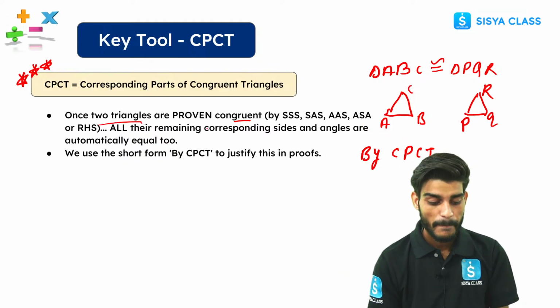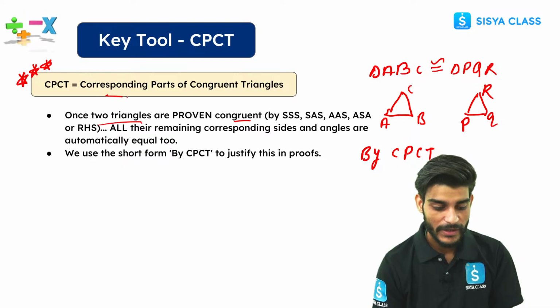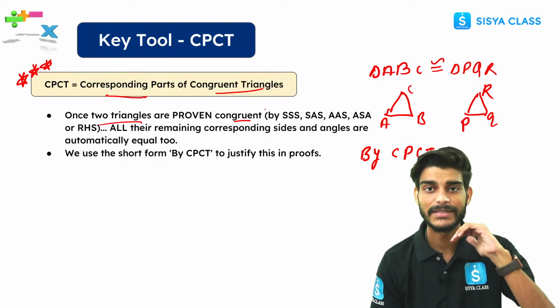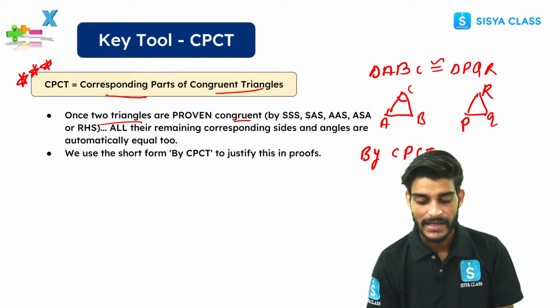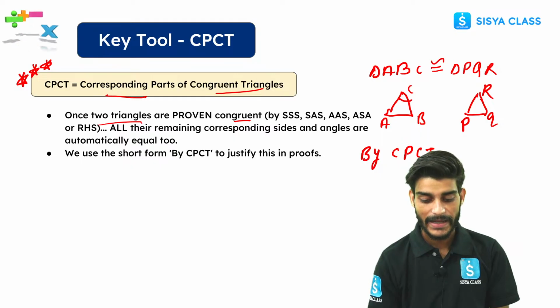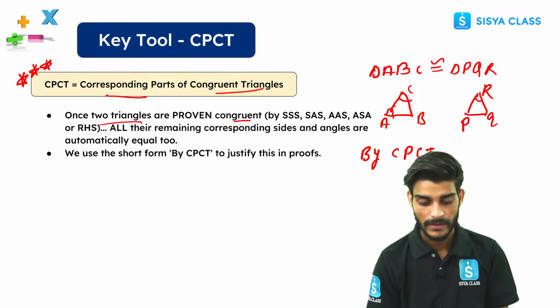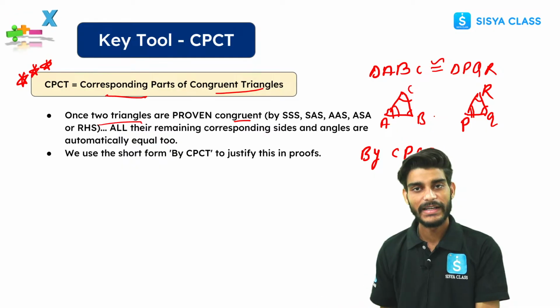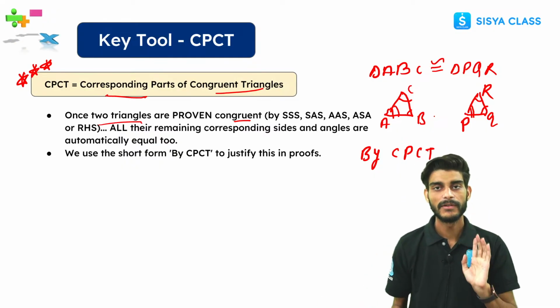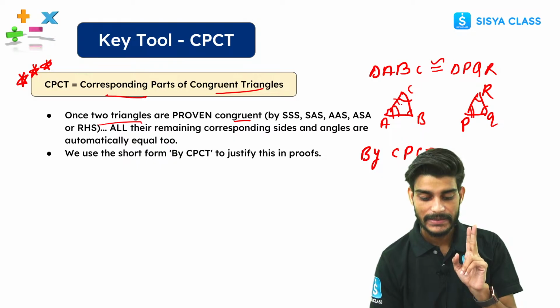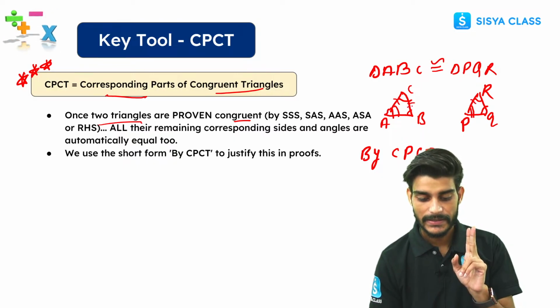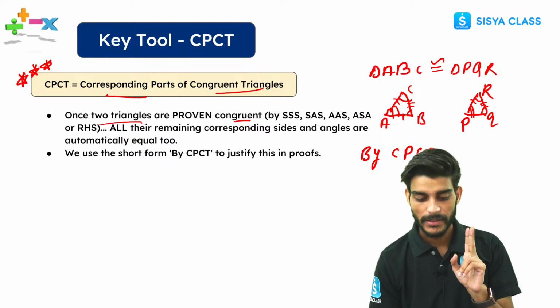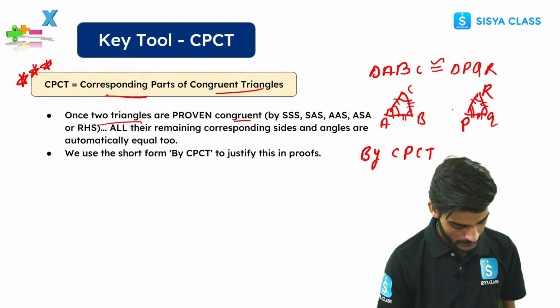So by CPCT, corresponding parts of congruent triangles means corresponding angles are equal. Here angle C and angle R are equal. Angle A and angle P are equal. Angle B and angle Q are equal. These are the corresponding angles. So corresponding angles are equal first of all. Second, corresponding sides are also equal. These are the three sides. They will also be equal. So this is clear to you.